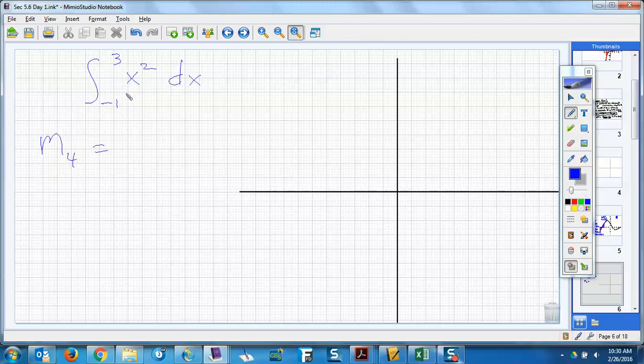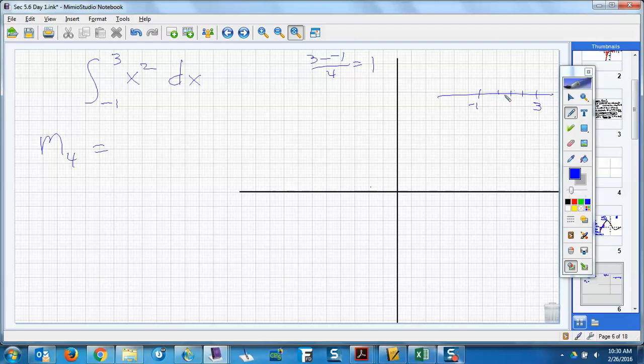1, because the total width is 4. 3 minus negative 1, divided by 4, so that's going to be 1. So that means my first rectangle, and again, it doesn't hurt, sometimes what I will do on these, even if we don't have to draw a picture, is I'll just draw myself an x-axis. I'll go off to the side here and draw myself an x-axis. I'm going from negative 1 to 3. I'm going to divide that up into 4 subintervals, okay?